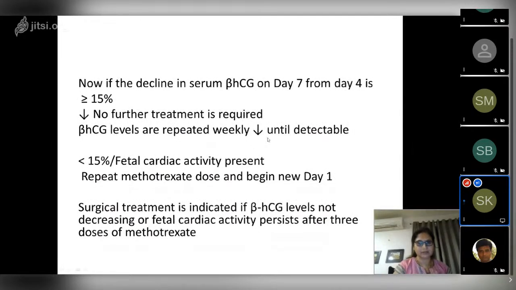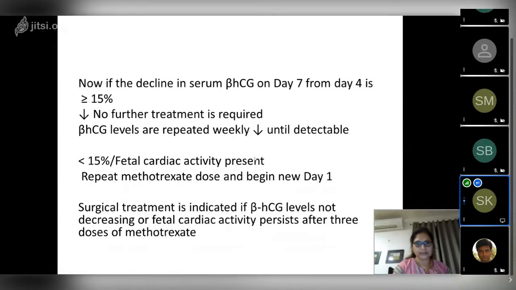Now if the fall in the beta HCG level is less than 15%, or if the fetal cardiac activity is still present in spite of giving methotrexate, then we can repeat the methotrexate dose as we gave on day 1. We repeat the methotrexate dose. If in spite of giving the second dose there is no response, then surgical treatment is what we have to look for.